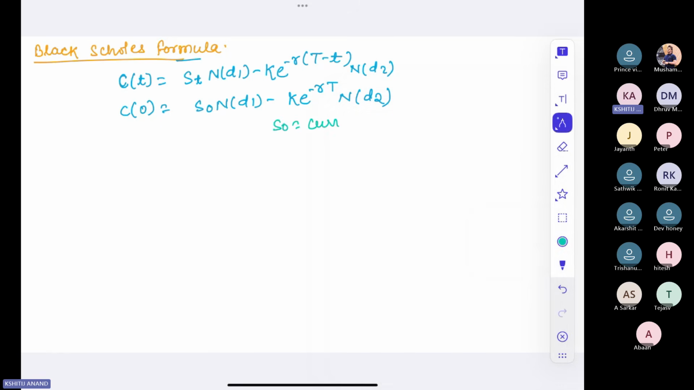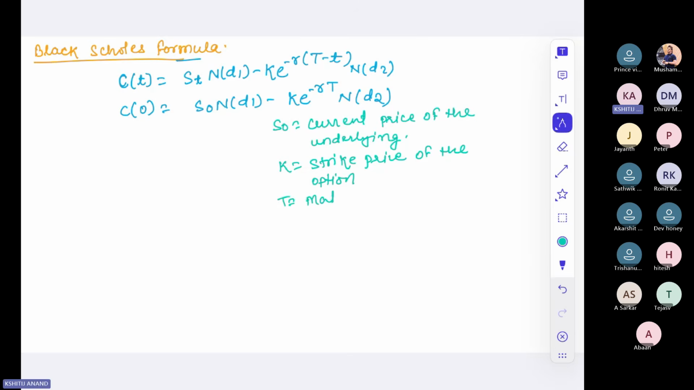S naught is the current price of the underlying, right? K is the strike price of the option, and capital T is the maturity date of the option, or the expiry date of the option, right? So it's better to call it the expiry date rather than the word maturity. Okay.